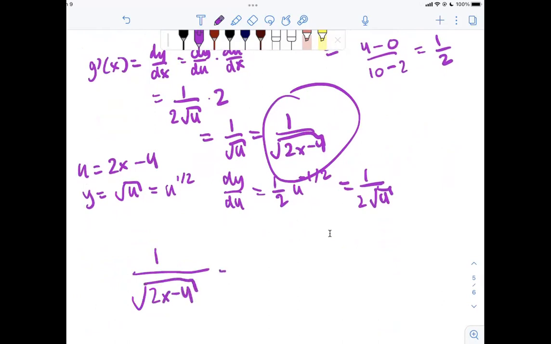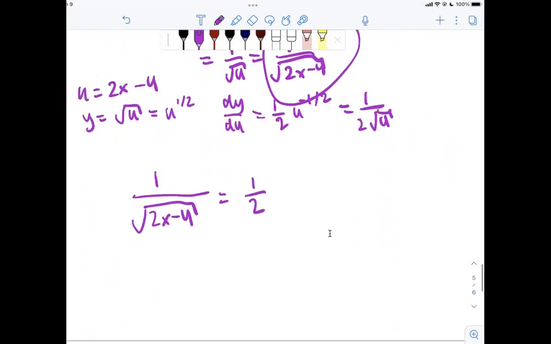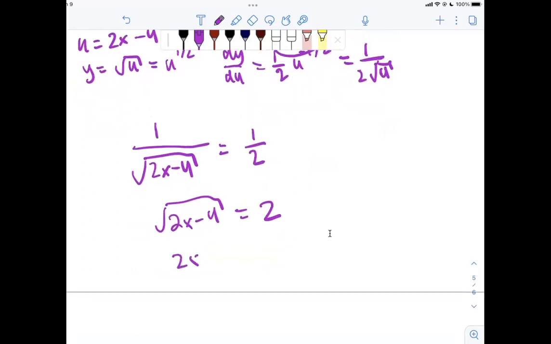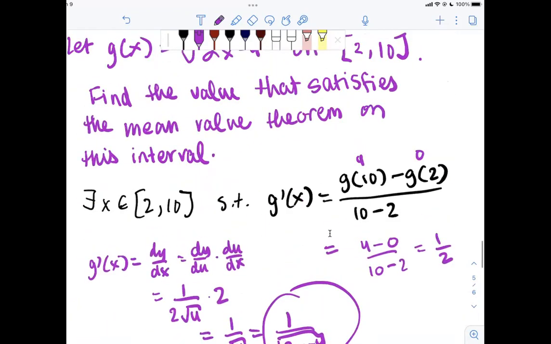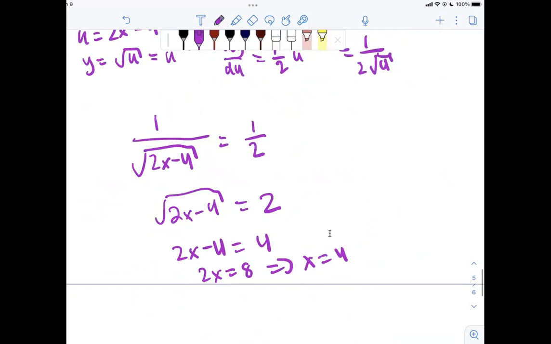And we want this to equal 1/2. So the square root of 2x minus 4 should equal 2. So we square both sides, 2x minus 4 equals 4. And then 2x equals 8, so x equals 4. And this is inside the interval from 2 to 10, so that's good. And so x equals 4 is the value we want.